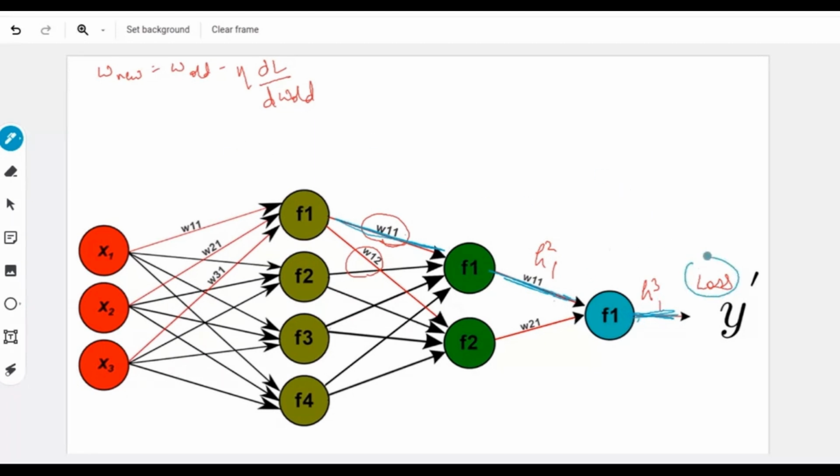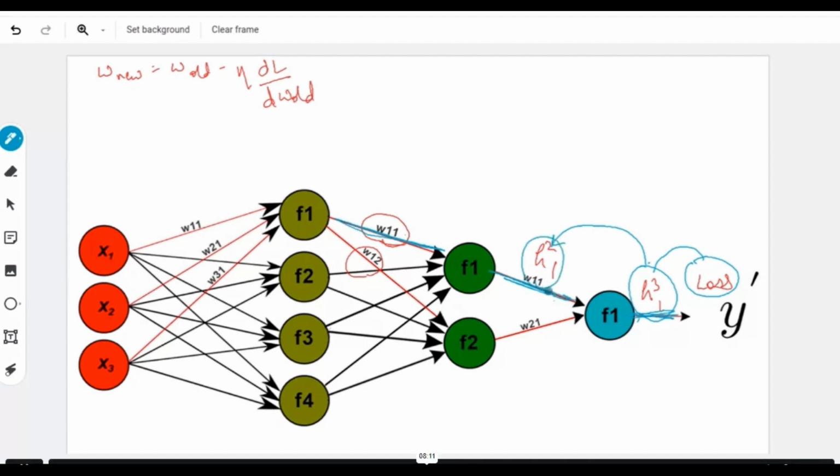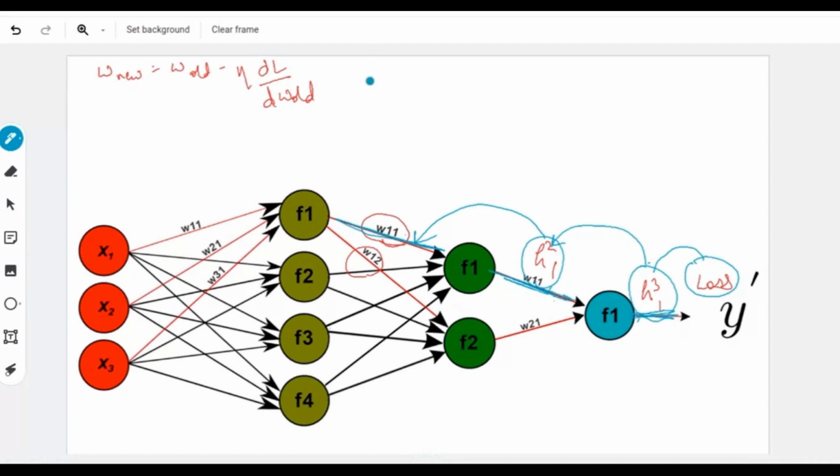So you have first the loss. You will differentiate it with this output. Now this output will be differentiated with this output here. And then this output will finally be differentiated with the weights.